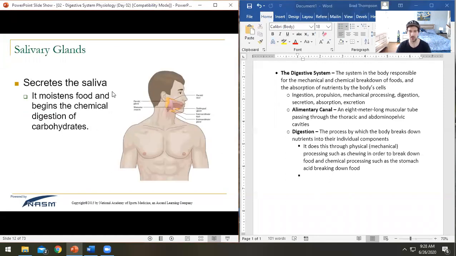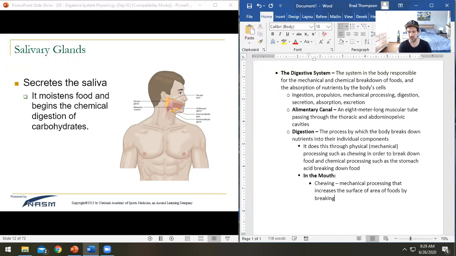And then there's also your saliva. So the process of digestion that's taking place in the mouth, you've got chewing, which is, again, mechanical processing that increases the surface area of foods by breaking them into smaller and smaller pieces. Okay, so that's where chewing happens in the mouth.